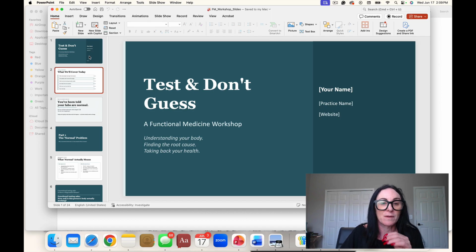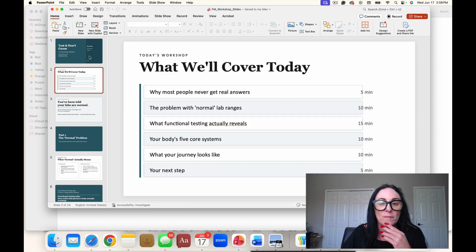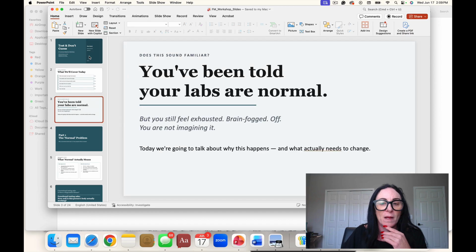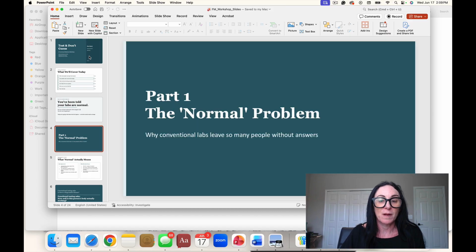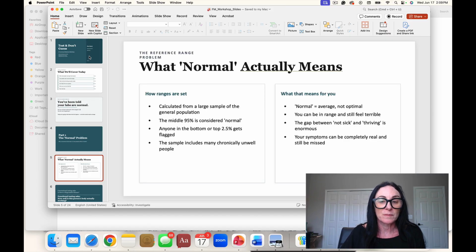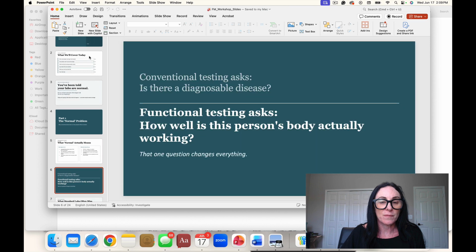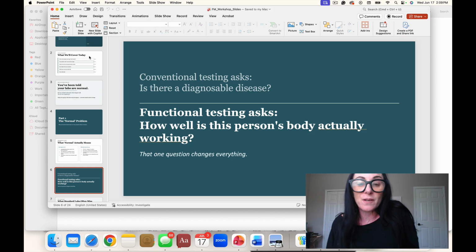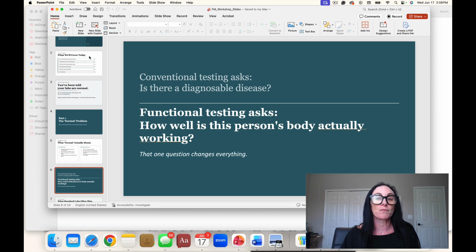Test and don't guess. I love this. You've been told your labs are normal. Does this sound familiar? A normal problem. And with blood tests, unless you're doing extensive blood testing, you often will see just homeostasis. And if it's really bad where you have a problem, that's where you're showing a balance. But conventional medicine has that disconnect.